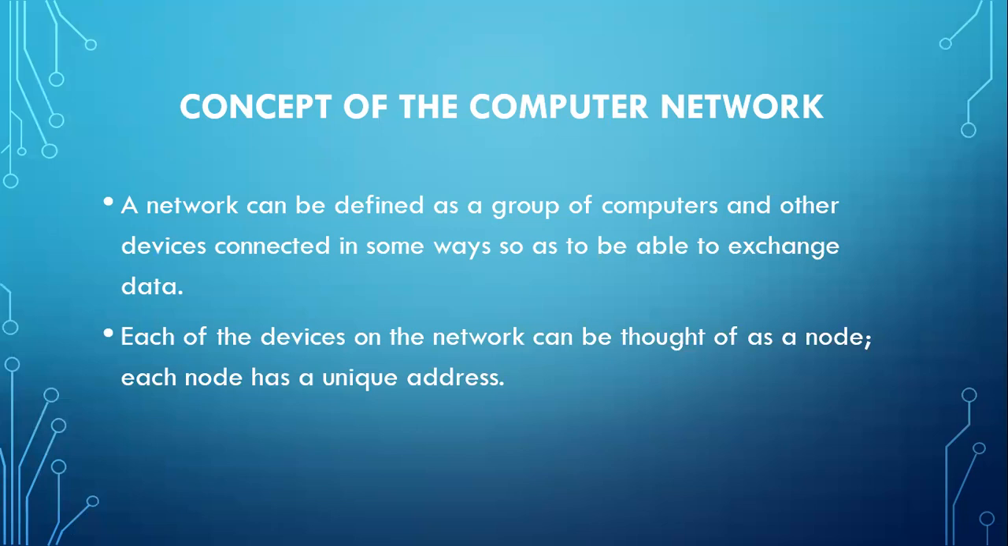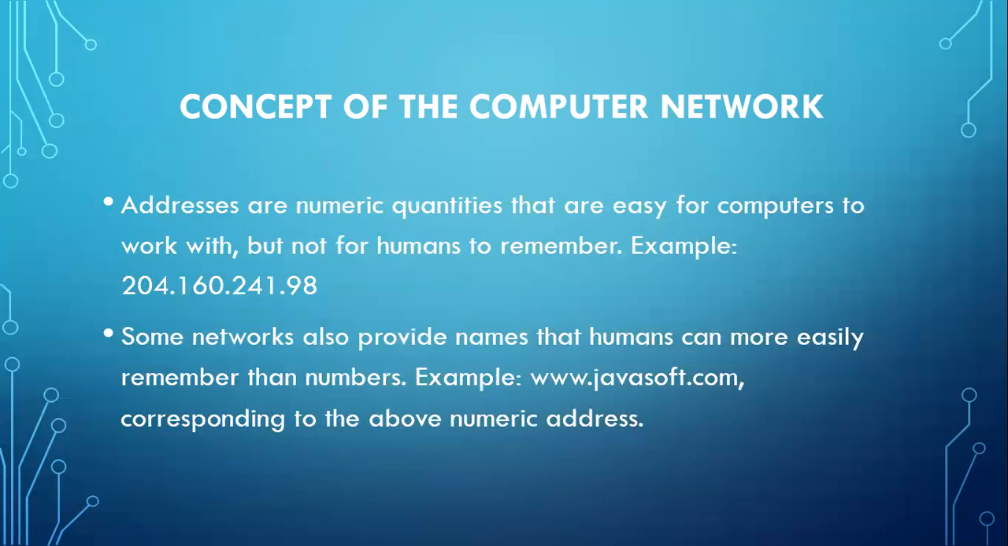Now, each of these devices on the network can be thought of as a node, whereby each node has a unique address. This unique address is the one that addresses the given device on the network. So it simply identifies and describes the device within this network. Now, an address is a numerical quantity that is easy for computers to work with and understand, while humans cannot easily understand or remember them.